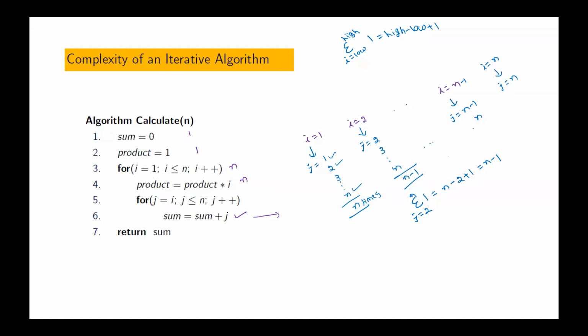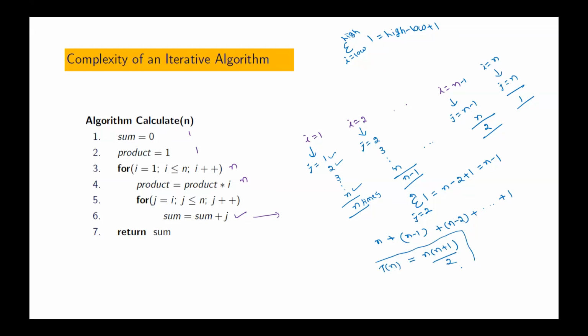And this one, how many times is it performed? It is one time. Then what is the total number of times? n into n plus 1 by 2. So when i equals 1, n times; i equals 2, n minus 1 times; i equals 3, n minus 2 times; and so on, when i equals n, one time. So the total number of times is the sum of first n natural numbers, n into n plus 1 by 2 times.